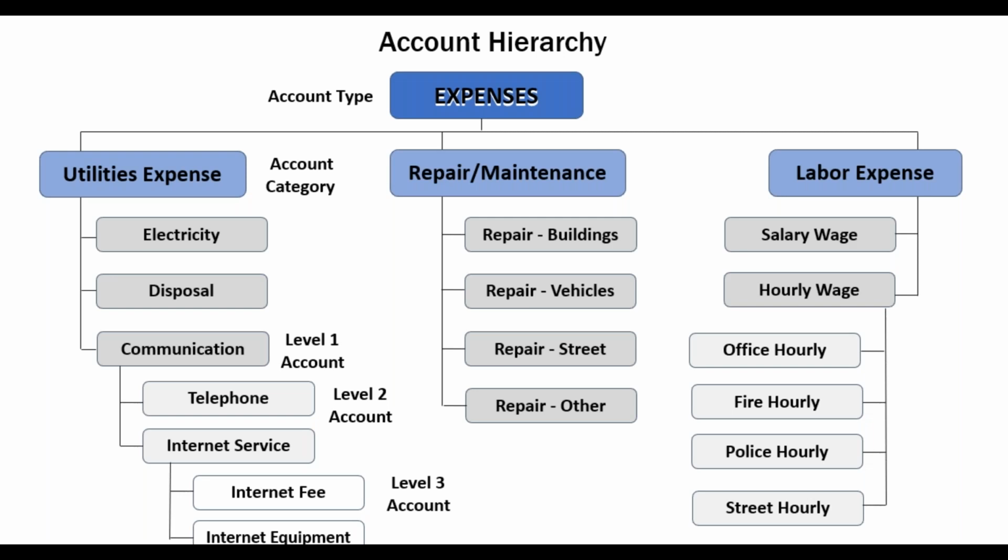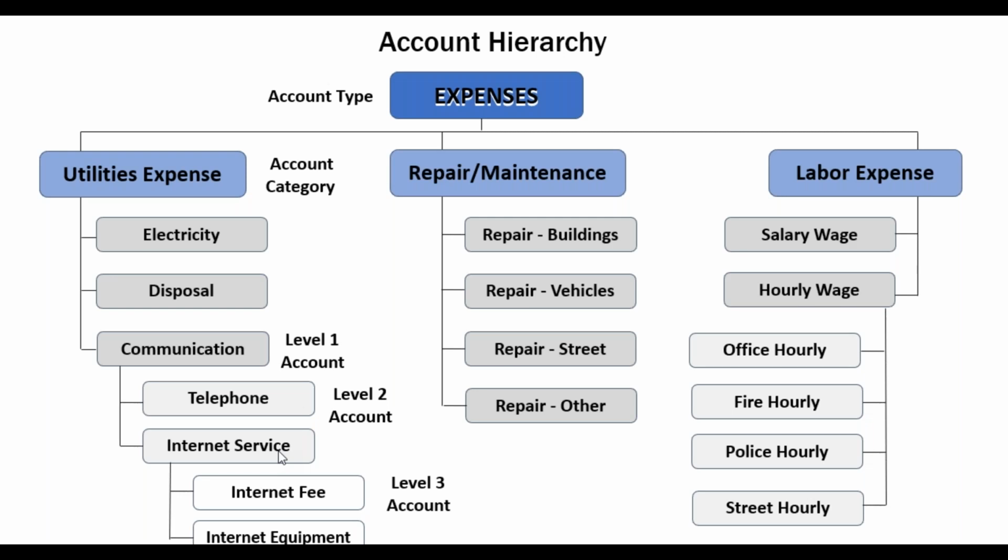So in this case, under utilities expense, we have 3 level 1 accounts of electricity, disposal, and communication, but the administration wanted additional information for the communication expenses and broke that out to a second level of telephone and internet service. And in addition to that, they wanted more detail on internet service, but not necessary to see that detail in all reports. So that's the reason for doing the different levels, because your CenterPoint reports will have the capability of reporting at these different account levels.